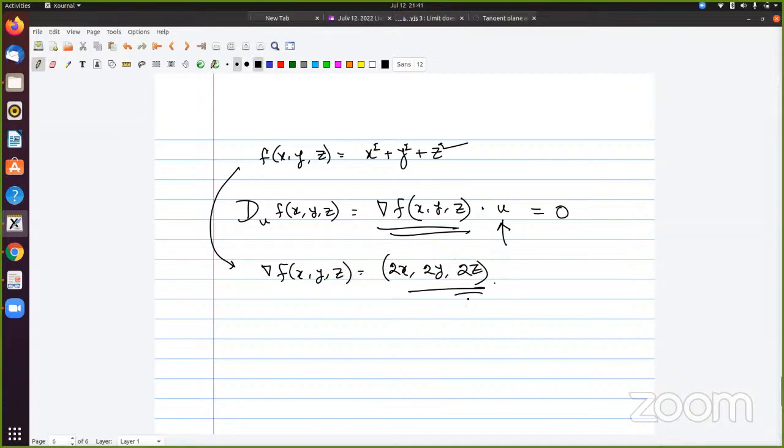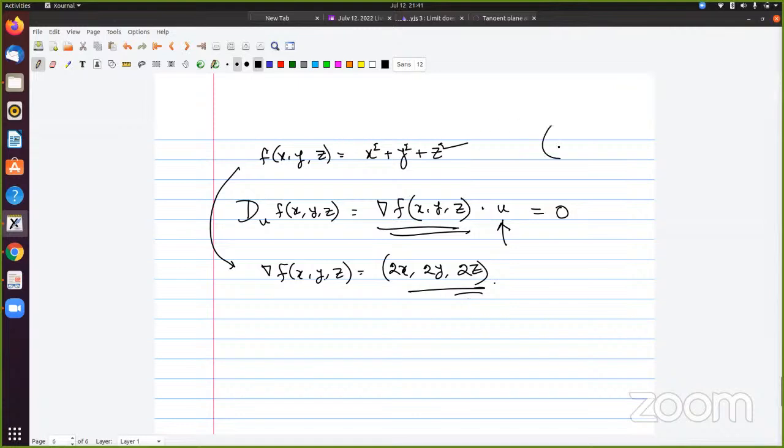Now, if some particular point is given, can you find a vector which is perpendicular to this? I mean, orthogonal to this? Yes, sir. The dot product should be 0. Right? Yeah. So that is your question basically.